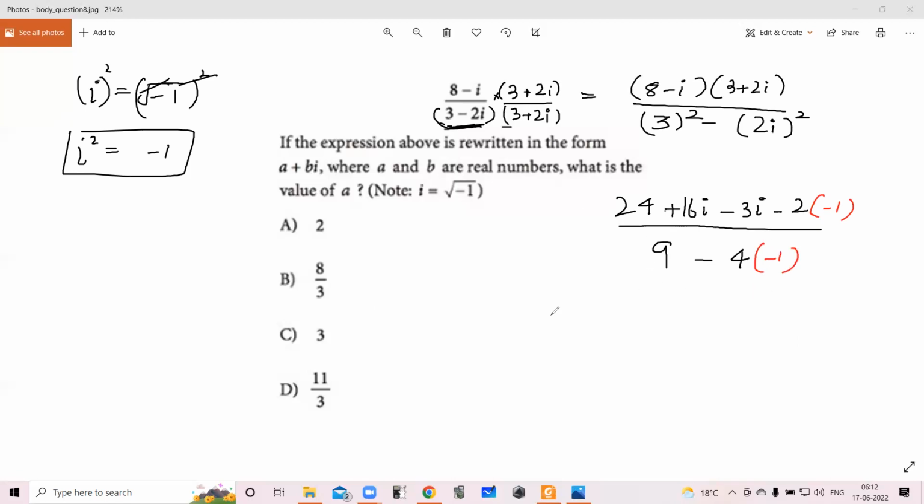Now, can you simplify this thing? So it's 24 plus 13i plus 2. So 26, plus 13i, divided by 9 plus 4, which is 13. Right. So can you give this 13 to both of them?